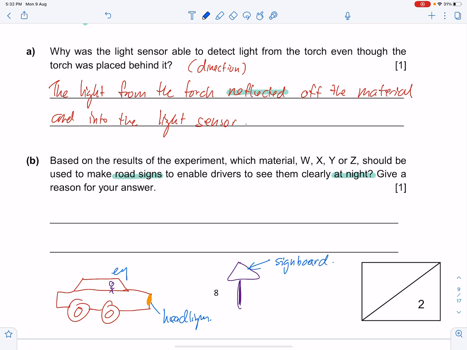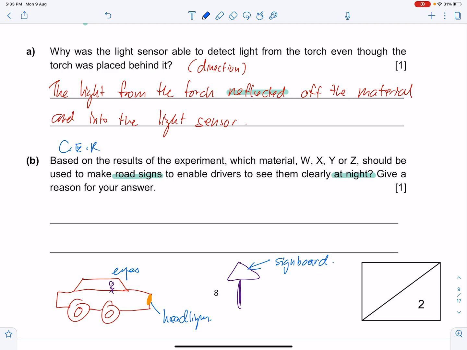Goes into the eyes. So in your answer, you have to actually mention all these points that we have annotated. And then after that, also think about, this is actually, what type of question? This is actually a CER question.